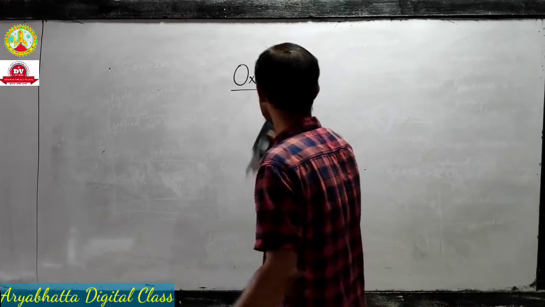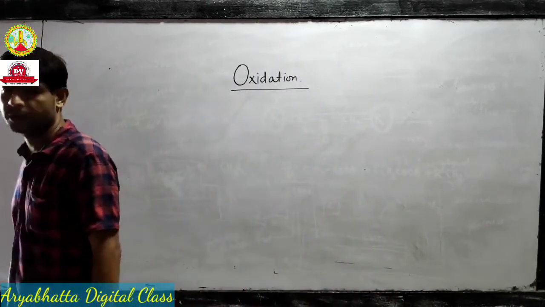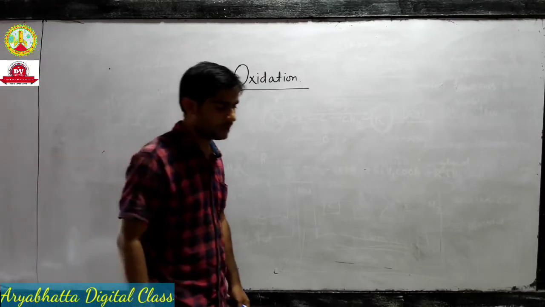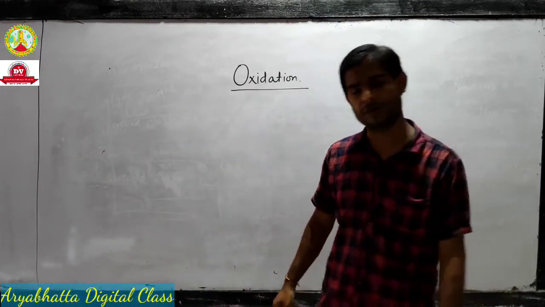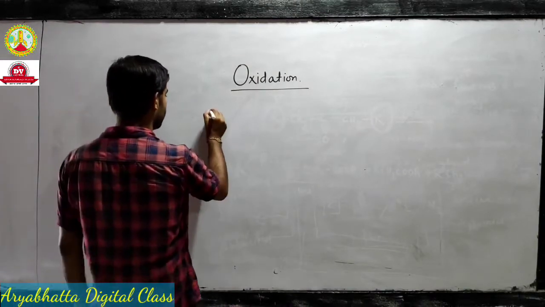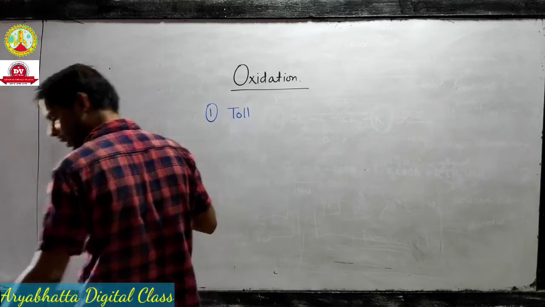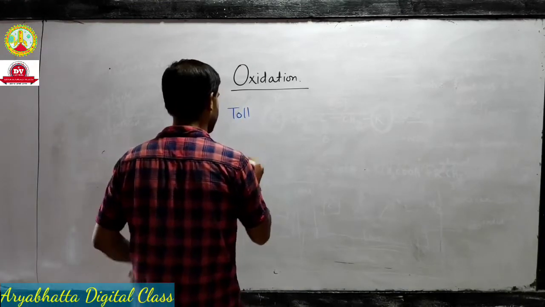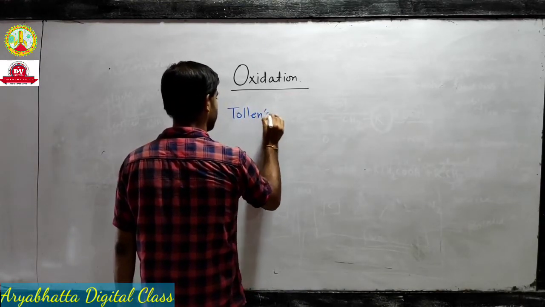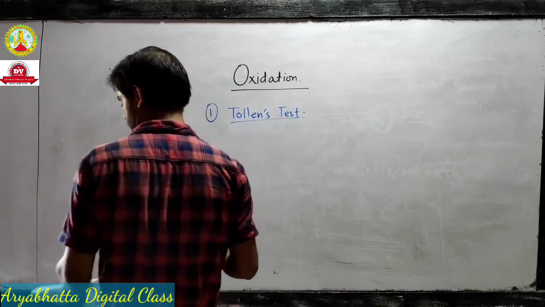Now we will see some particular oxidations, like we have seen particular reductions which we named Clemmensen reduction and Wolff-Kishner reduction. Now we will see some oxidation also. First we will see Tollens reagent, Tollens test. So what is the Tollens test?